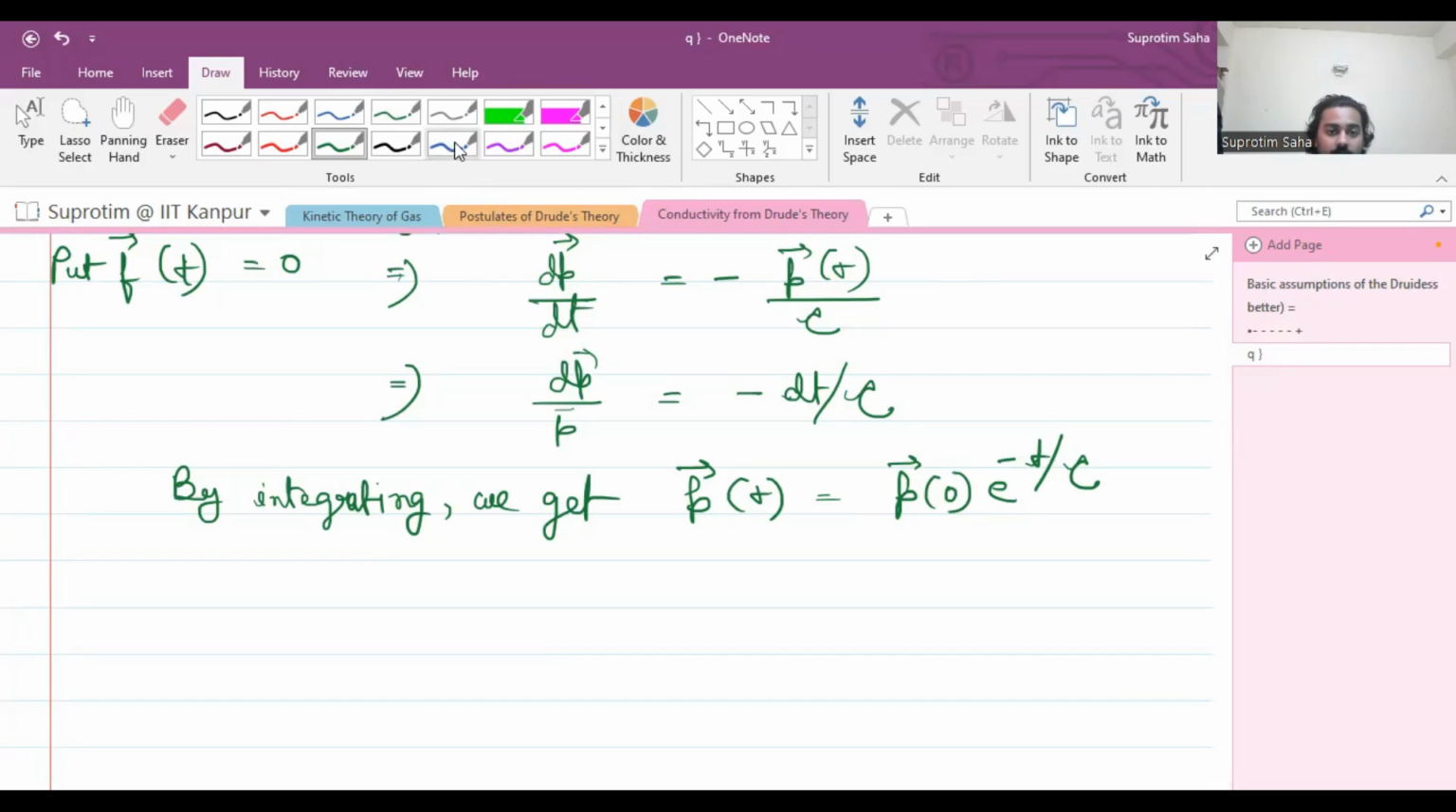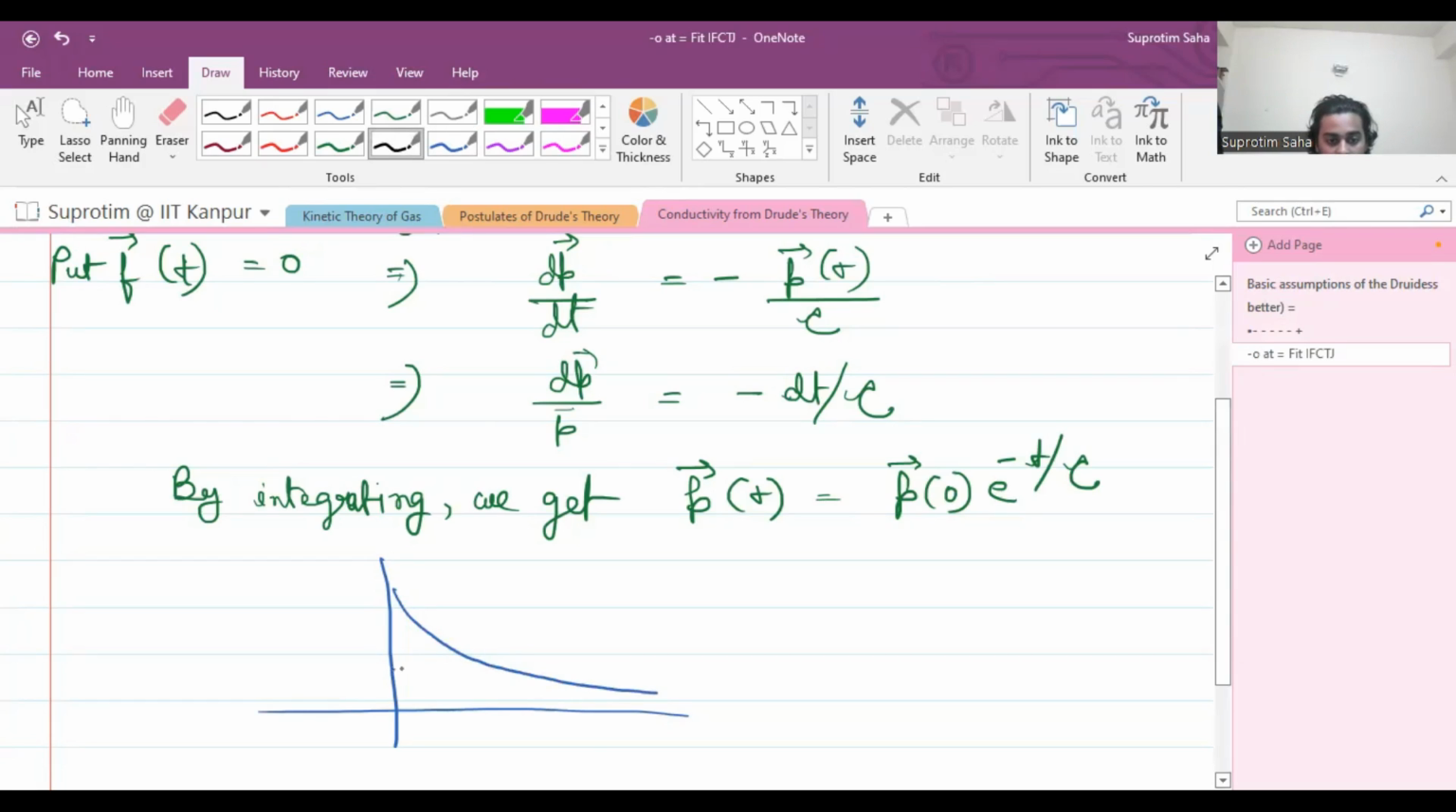If I plot it, it will exponentially decay down, and the time scale tau is the time. This is t, and this is tau. This is the time by which the momentum has reduced to 1 by e times its initial value.